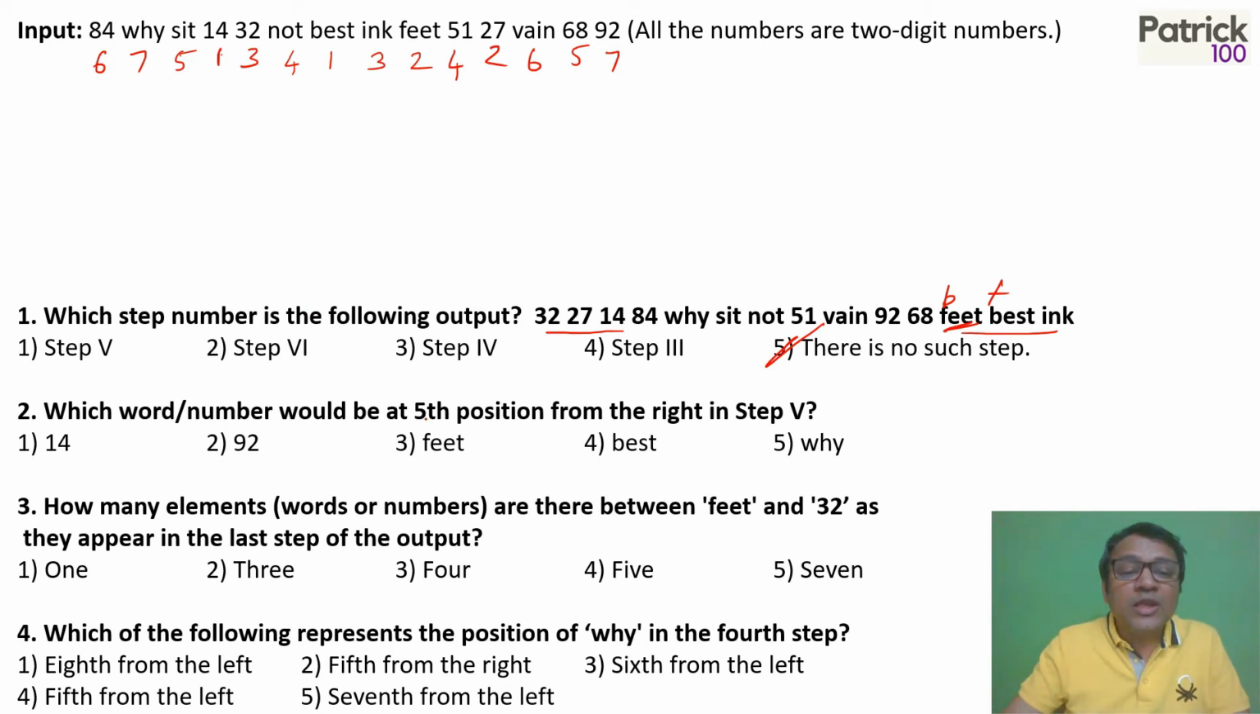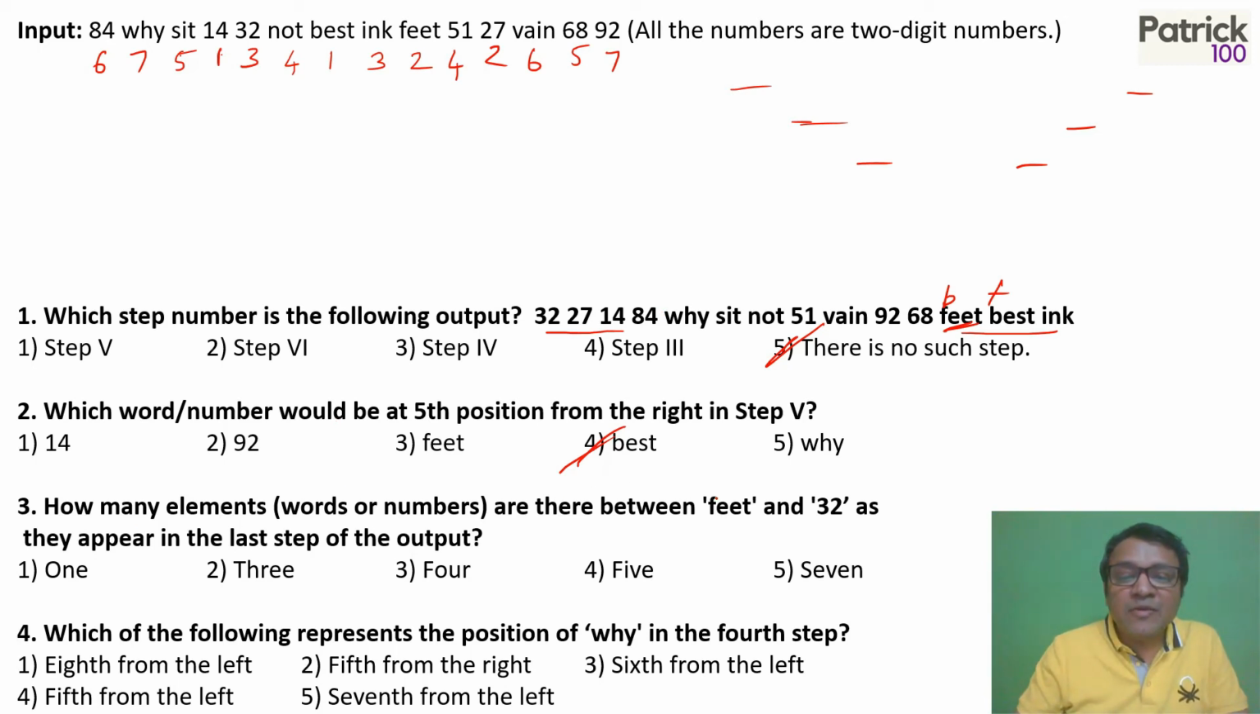Which word would be at the fifth position from the right in step 5? Remember, in the first step, the smallest number is on the left and the smallest word on the right. In the second step, they go second from the left and second from the right. Third step will be third from the left and third from the right, and so on. So in the fifth step, the smallest word will be fifth from the right, which is best. You can directly mark best.